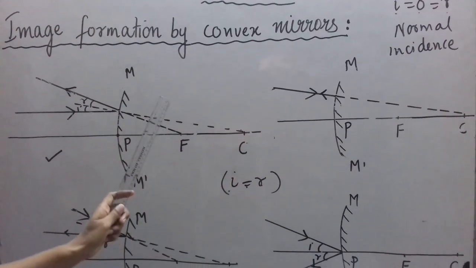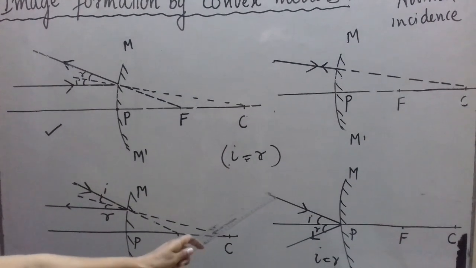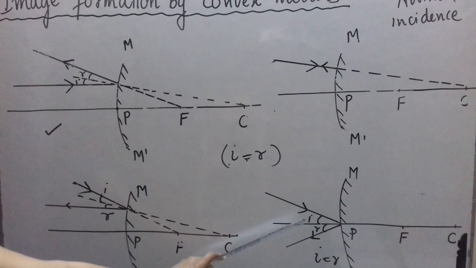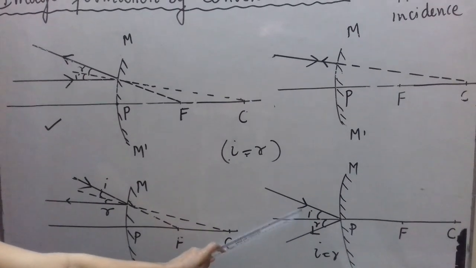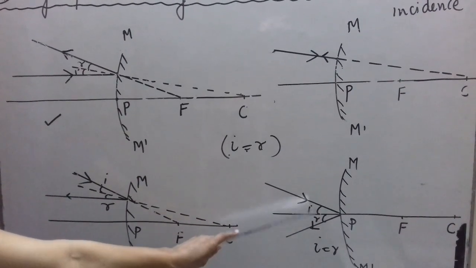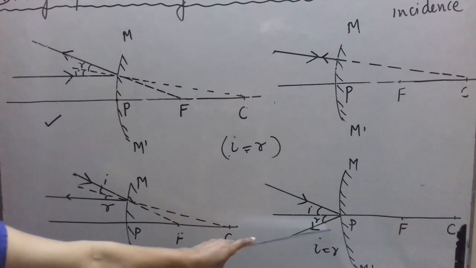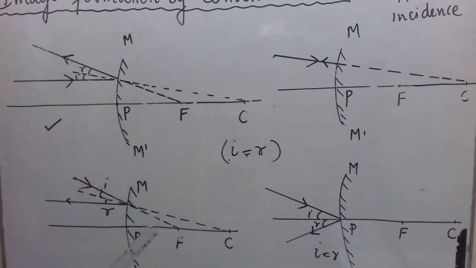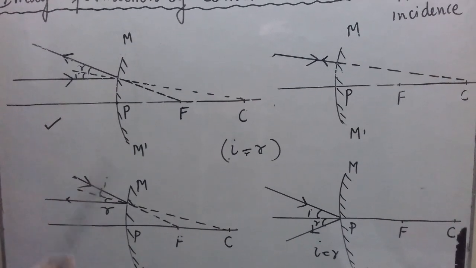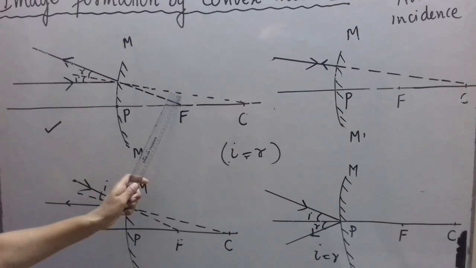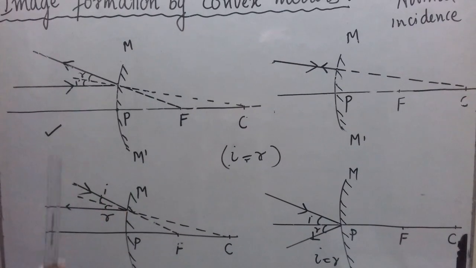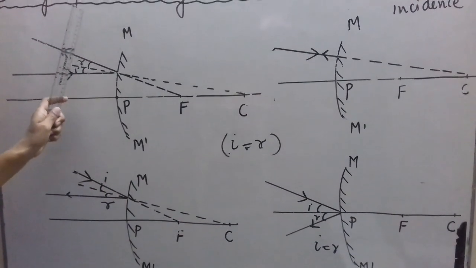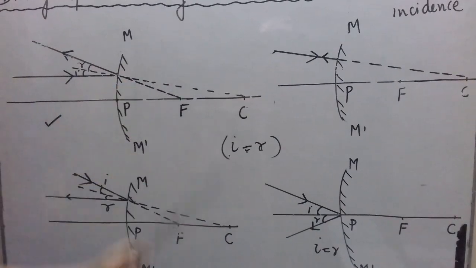A ray which is incident obliquely on the principal axis at the pole, we can use the laws of reflection, that I is equal to R, and draw the reflected ray on the other side like this. So friends, out of these four rays, you have to select two rays, and no need to draw the normal every time. Now we have formed the rules, and we can easily draw the image formation ray diagram by convex mirrors.